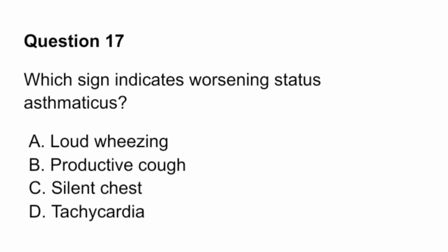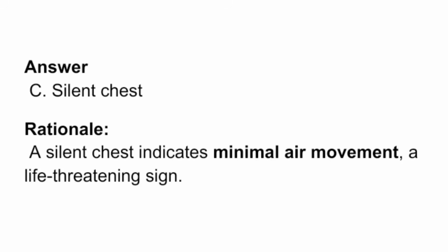Question 17. Which sign indicates worsening status asthmaticus? A. Loud wheezing. B. Productive cough. C. Silent chest. D. Tachycardia. Answer. C. Silent chest. Rationale. A silent chest indicates minimal air movement, a life-threatening sign.